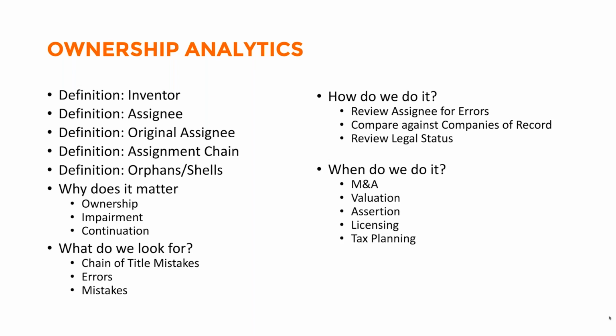Now we're going to differentiate between current assignee, which is the one that we believe currently owns the asset, and the original assignee, which would be the original filer or the original applicant, which may or may not be anyone who has control over the asset anymore. But we use these as indicia of organic growth versus acquisitive growth, and we'll talk more about that going forward.